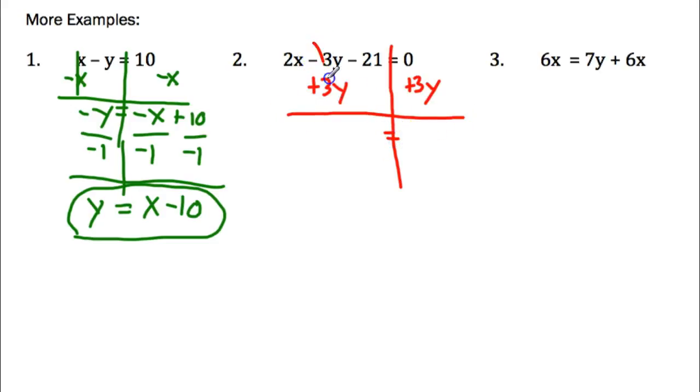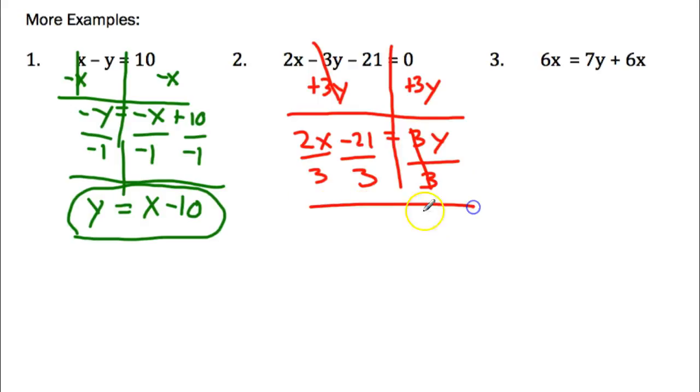What happens, those cancel, so I'm left with 2x minus 21, and over here I have 0 plus 3y is just 3y, and then I can divide by 3, and I divide that by 3, and that by 3, that cancels, and I have y on this side, 2x divided by 3, 2/3 x. Negative 21 divided by 3, that's negative 7. And there you go. You solved for y.